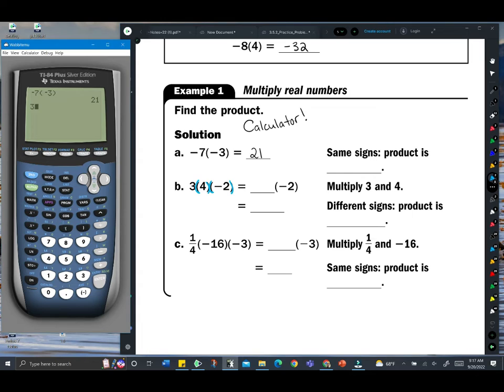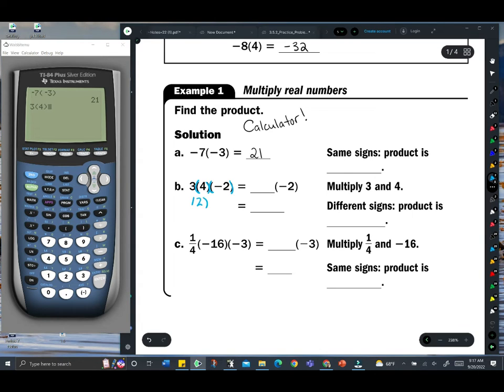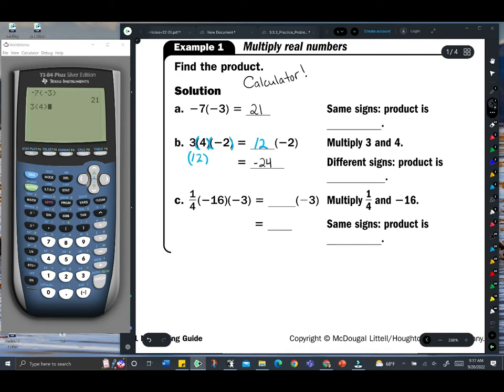We have a few things going on in this one. 3, 4, negative 2. Well, 3 times 4, if you think about it, that's 12, times negative 2 is going to be negative 24. Okay? It doesn't quite matter what order we do that in.